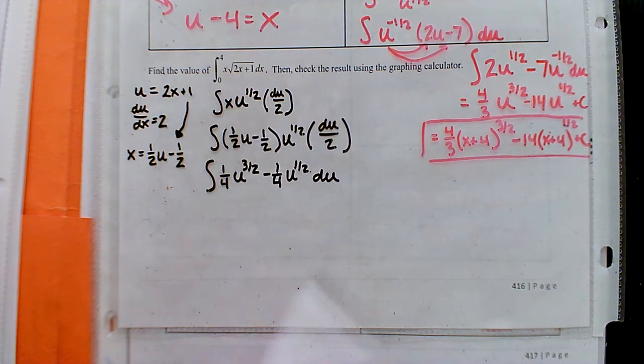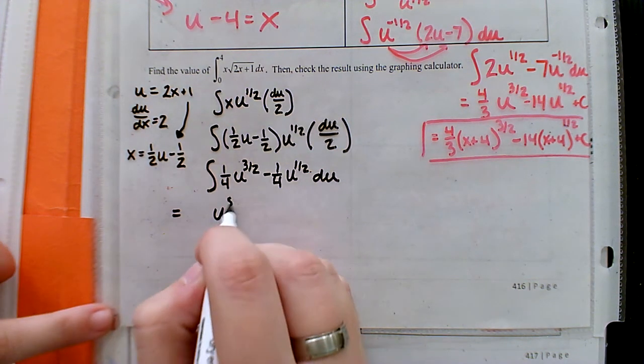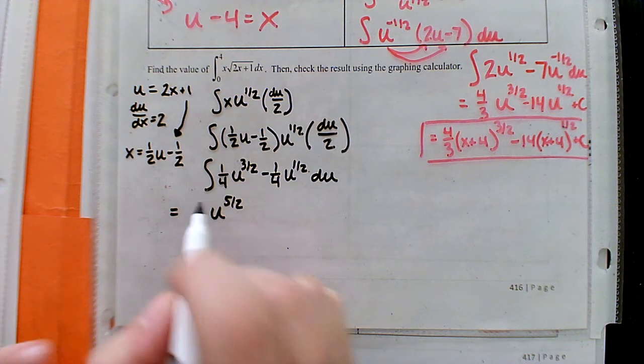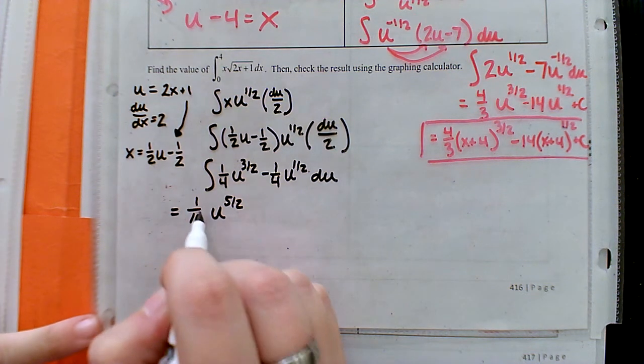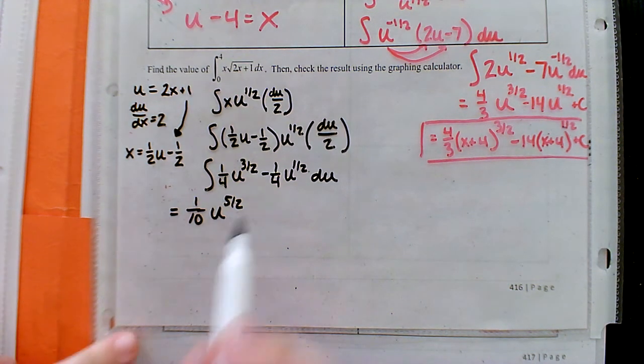Alright, looks pretty simple from here. We can probably use our reverse power rule, so let's go ahead and find our antiderivative. We'll add 1 to the power to get 5/2, and then we need 1/4 divided by 5/2. Looks like that'd be 1/10. Let's try the next one.